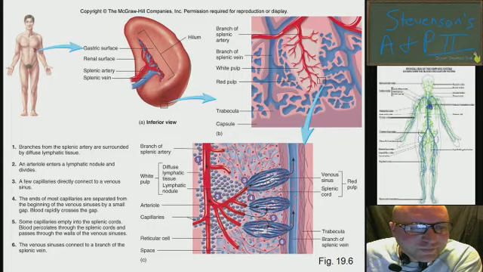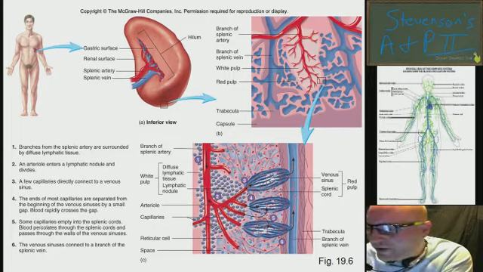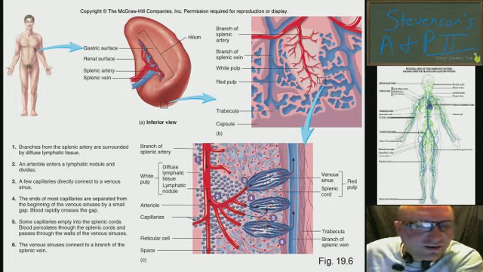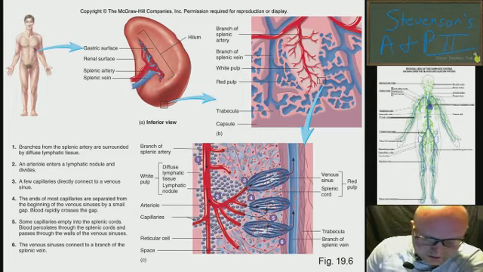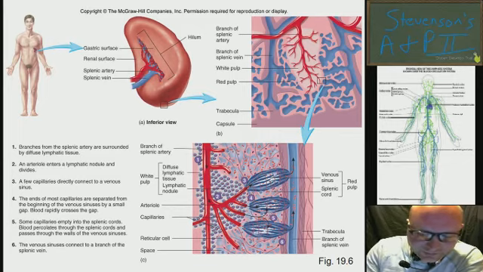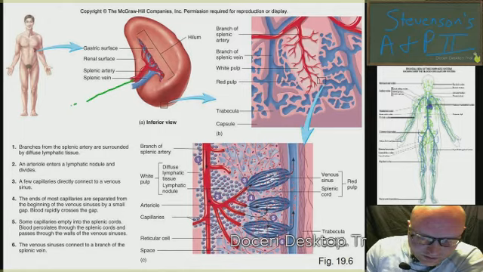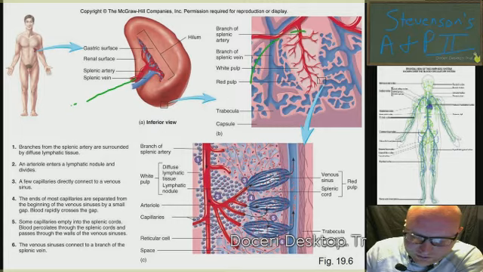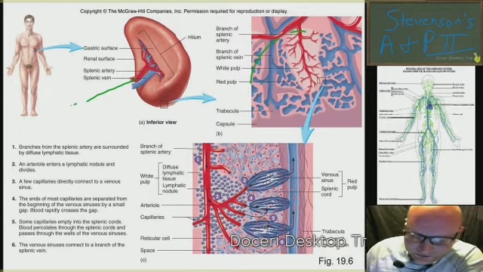Branches from the splenic artery are surrounded by diffuse lymphatic tissue. And the arterioles enter a different nodule that divide. So you can see how it comes in here through the arteries, and it moves around in here, and we can see the inside part where we have the splenic artery branching and moving through the white pulp, and outside the area of red pulp where we have the splenic veins.